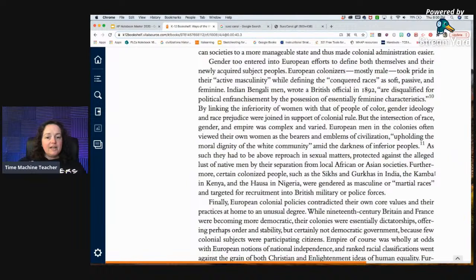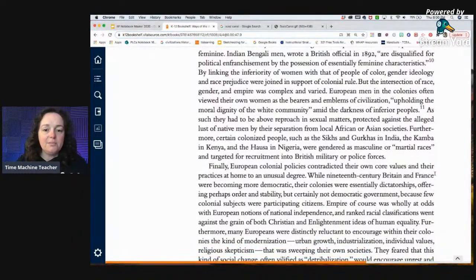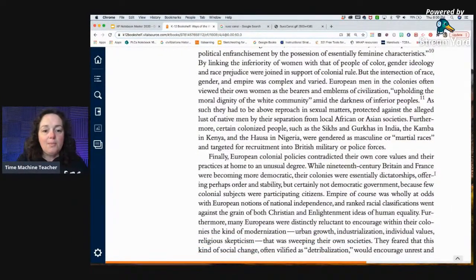By linking the inferiority of women with that of people of color, gender, ideology, and race prejudice were joined in support of colonial rule. But the intersection of race, gender, and empire was complex and varied. European men in the colonies often viewed their own women as the bearers and emblems of civilization, upholding the moral dignity of the white community amid the darkness of the inferior people. As such, they had to be above reproach in sexual matters, protected against the alleged lusts of native men by their separation from local African and Asian societies.